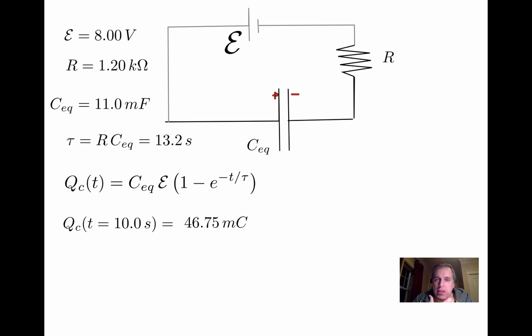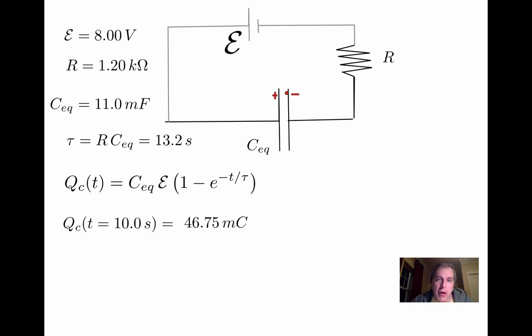But this is not what we're looking for. We're looking for the charge on C1 after 10 seconds. So this number is not the final answer. We have to undo our step. We have to undo this capacitor and go back to the two capacitors initially that we combined, which were C1 and C2.